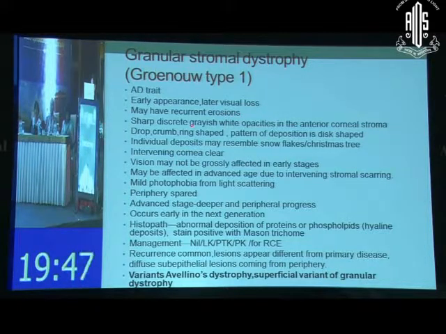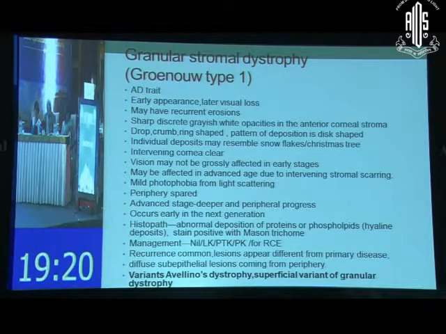They may have recurrent erosions. The features they have are drop-like, crumb-like or disc-shaped lesions. As I told you, vision is not grossly affected. The hallmark for the diagnosis is that the intervening cornea is clear between the deposits. In the later stages, they may be affected due to intermediate scarring. Another thing to differentiate: the periphery of the cornea is spared. It's only a central lesion.